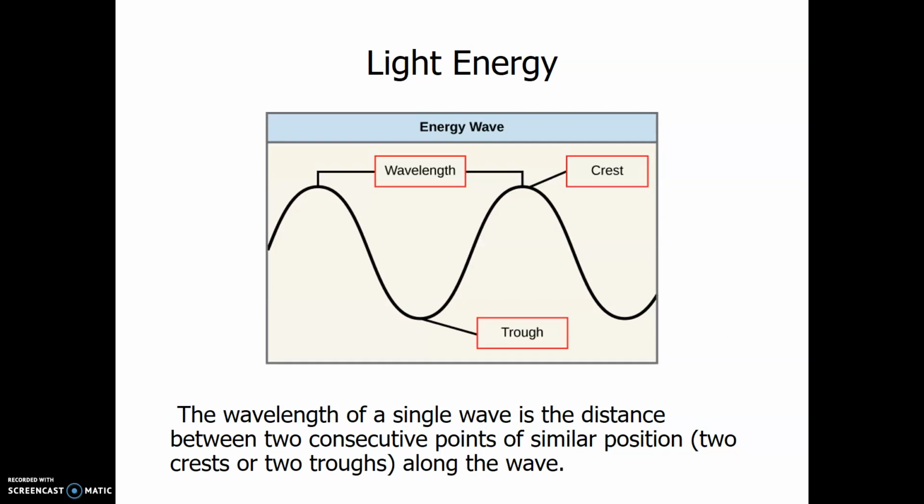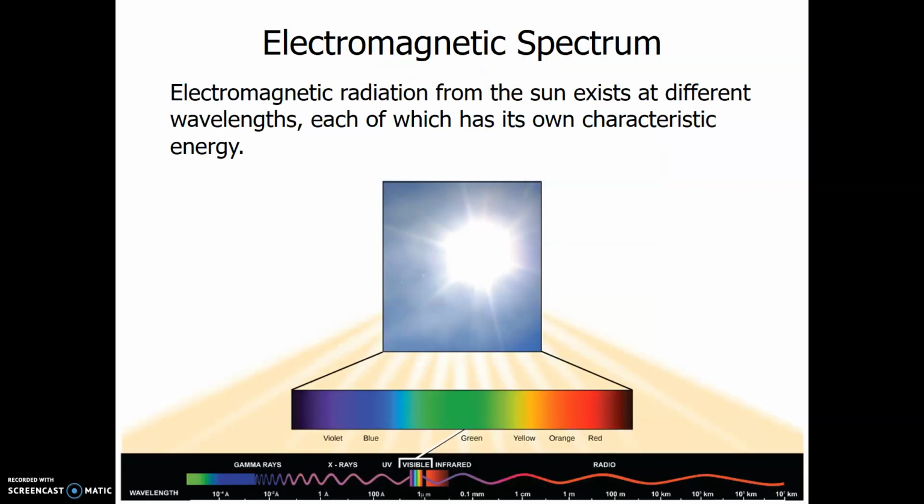Light energy can be described as energy wavelengths, and it also has a particle nature. But the wavelength is, whenever you have any energy that travels in waves, the length from one crest to another crest. So that's the wavelength. The longer the wavelength is, the lower the amount of energy that particular light has. And then the shorter the wavelength, the greater the energy.